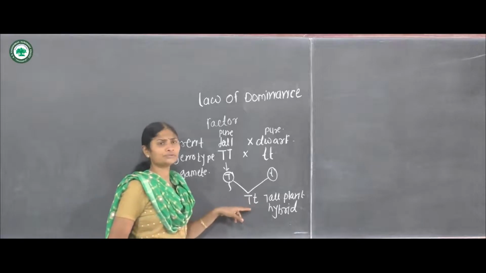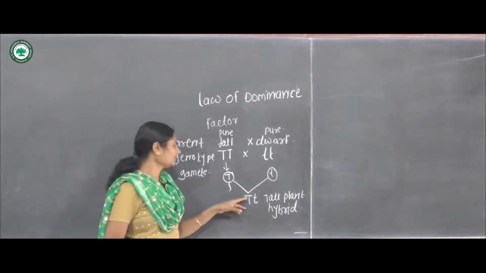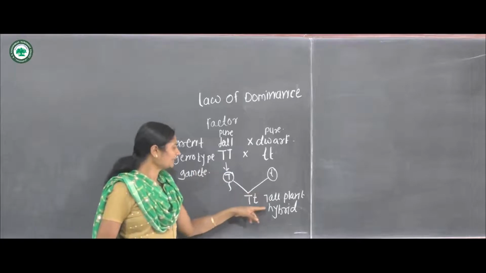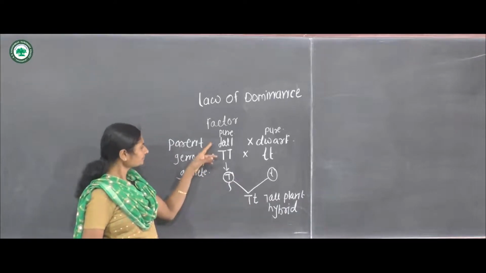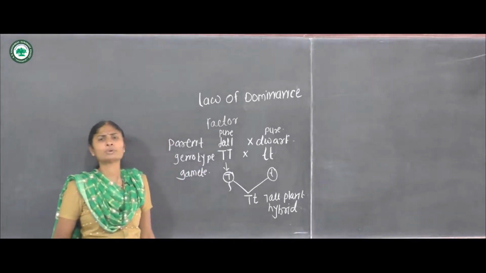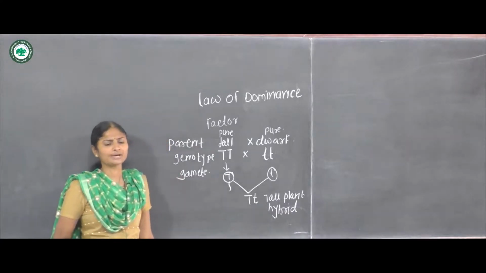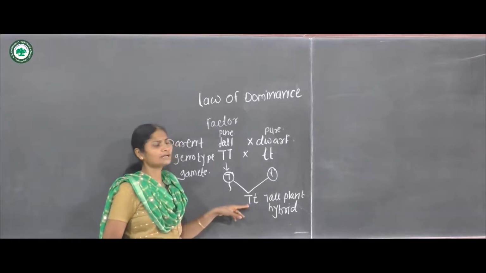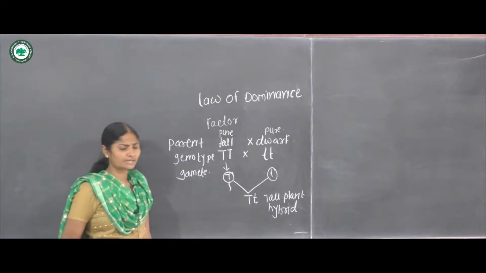The genotype of the F1 plant is capital T, small t, while the tall parent's is capital T, capital T. Thus F1 plants contain both allelic factors, capital T and small t, and hence are called hybrid or heterozygous offspring.